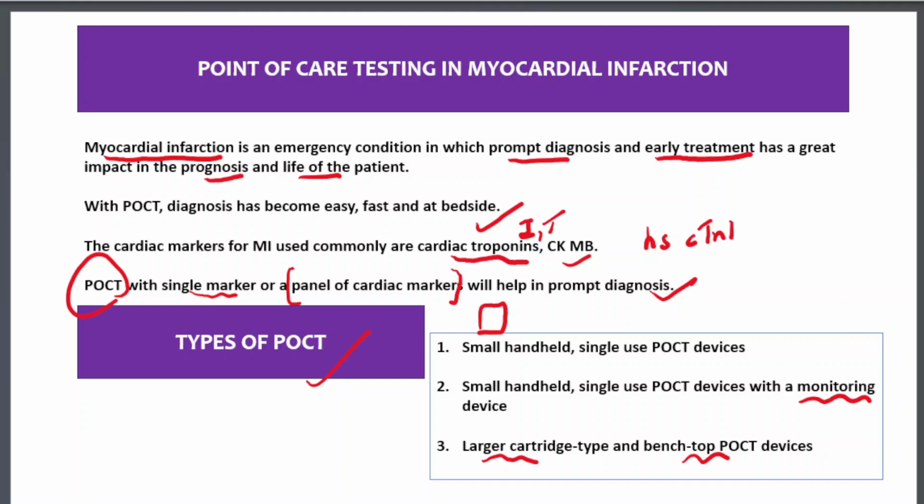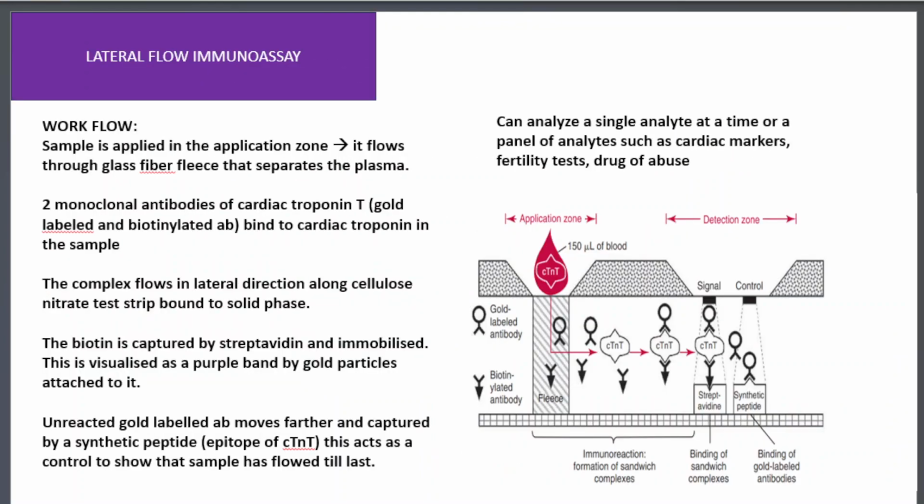Methodologies, I mean to say it can use an immunoassay, or any optical techniques, electrochemistry, or fluorescence. So any of these methodologies can be incorporated in a POCT and it can be used.